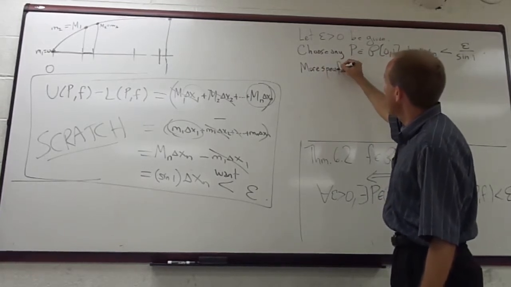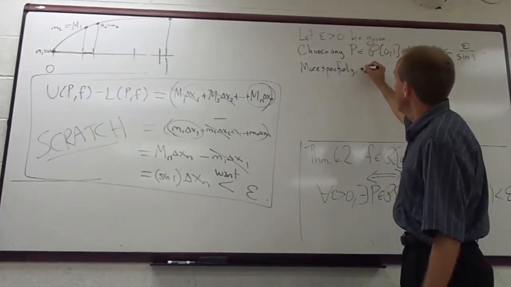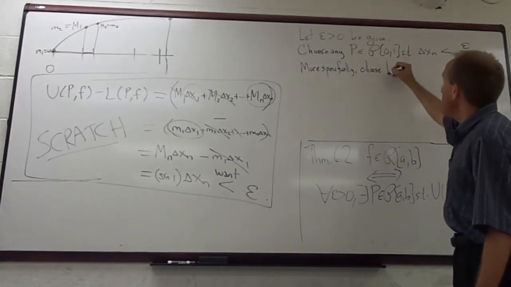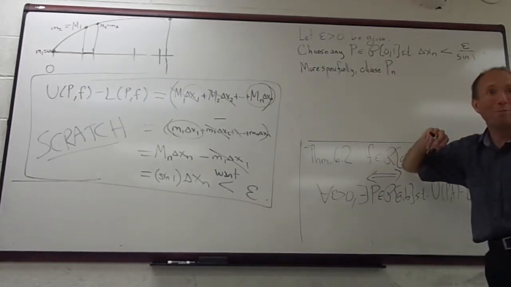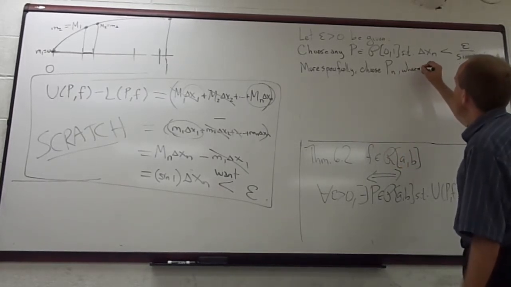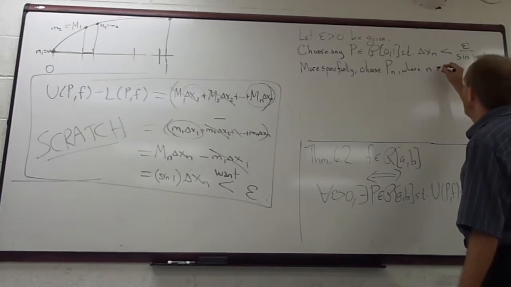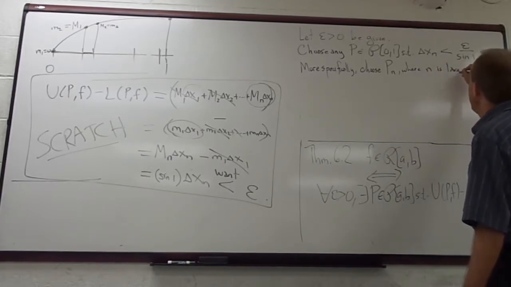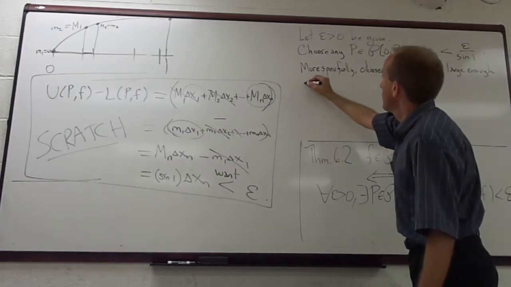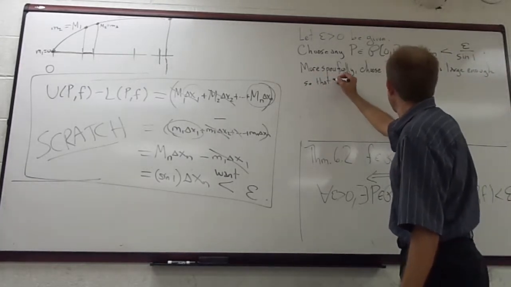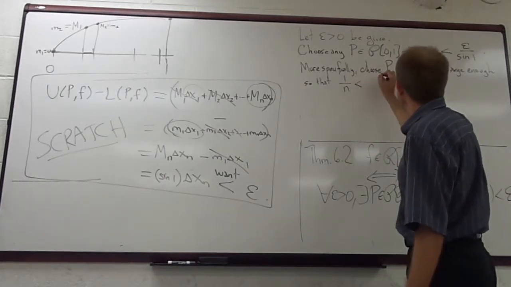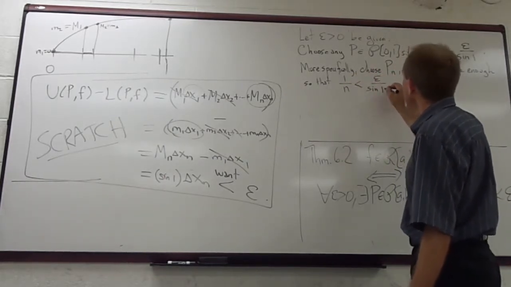So more specifically, choose P sub n. If you've watched my video, you know what this is about. Where n is large enough. I'll explain this in a second. So that 1 over n is less than epsilon over the sine of 1.